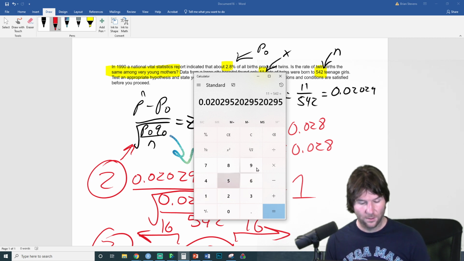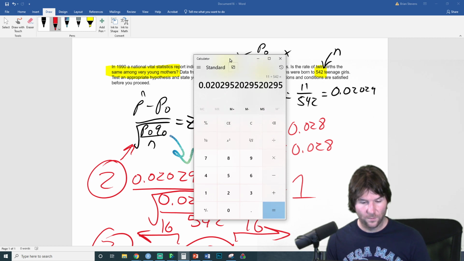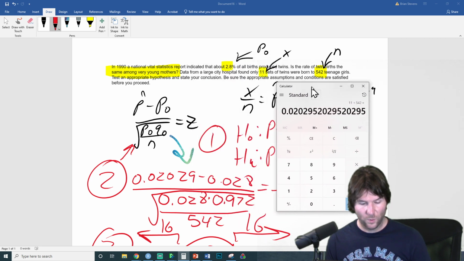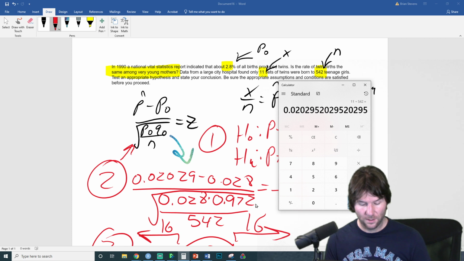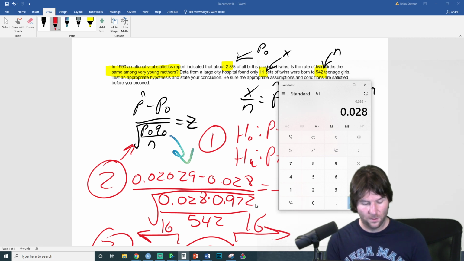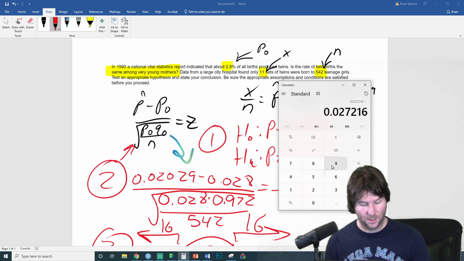That's that. So 0.28. Let me check this. That's that. Divided by 542. That's that. That's that. Cool.